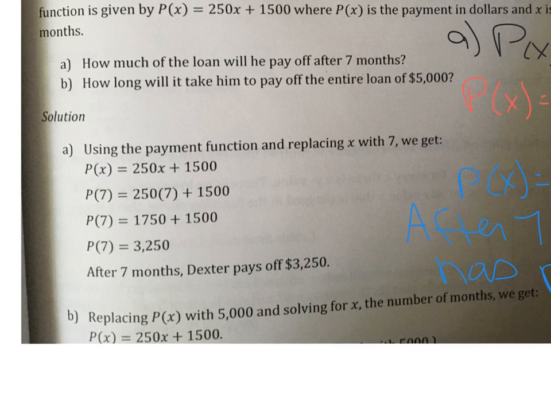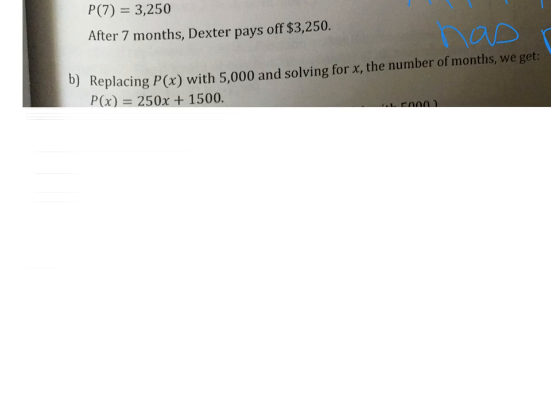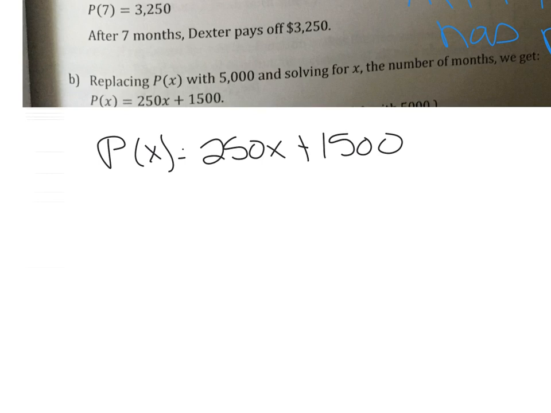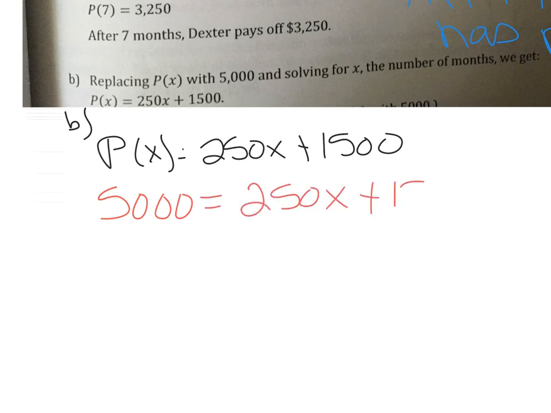So let's scroll down here and let's write this here. Starting with the function, P of x equals 250x plus 1500. This is part B. To pay off the entire loan means he will have paid off $5,000. So we're going to replace that P of x with the 5,000, the entire loan. All right, so this is how much he wants to pay off, the entire thing, 250 times how many months plus the $1,500 down payment. And we need to solve for x here.